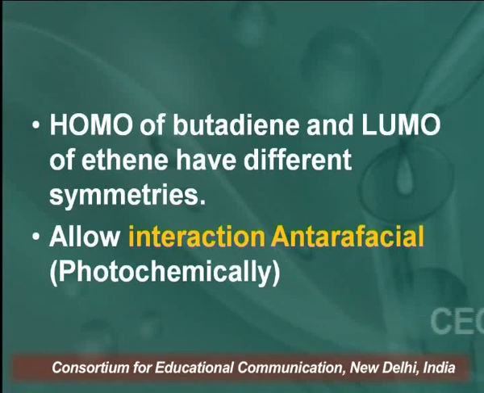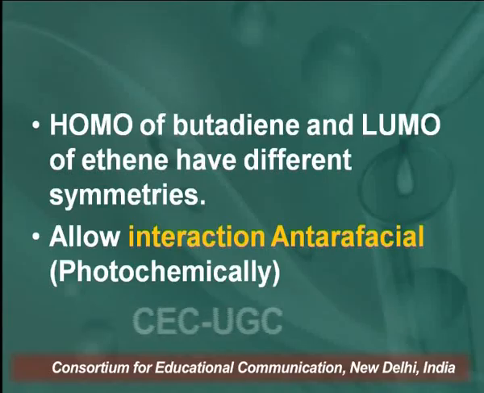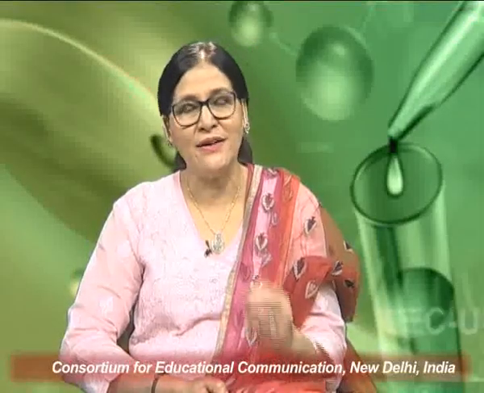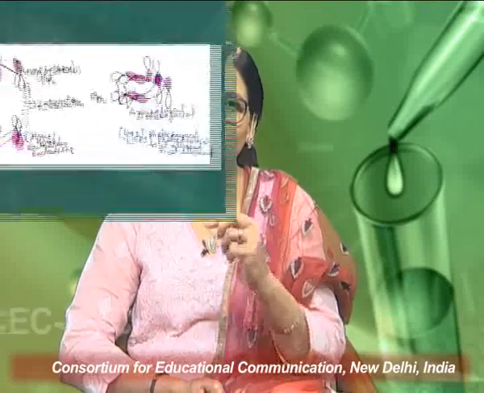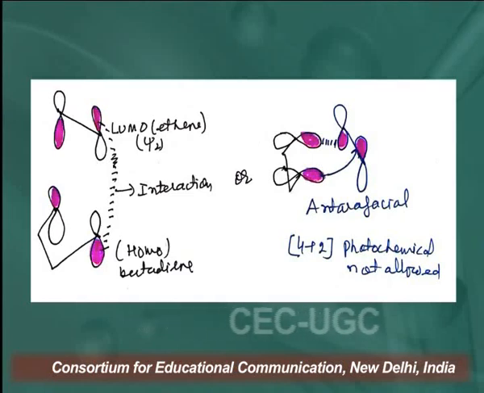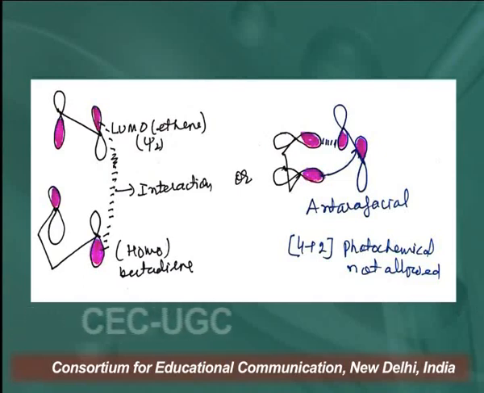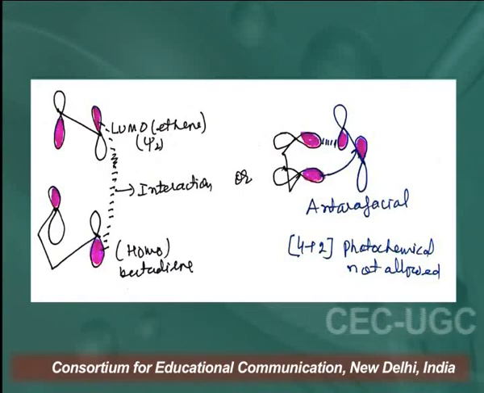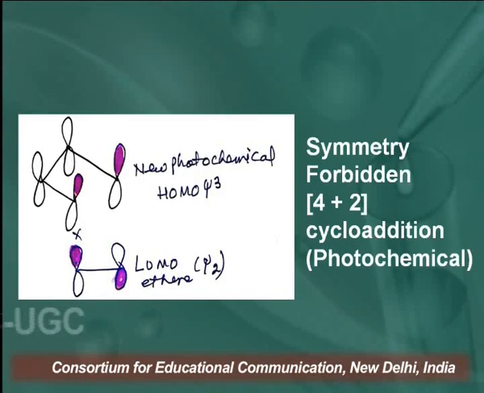So the HOMO of butadiene and the LUMO of ethene have different symmetries in the case of photochemical reactions. We will see what mode of interaction is allowed when the reaction proceeds photochemically. Suprafacial-antarafacial interaction photochemically. We see here the LUMO of ethene, that is ψ2, and the HOMO of butadiene. You can see here the interaction is allowed. No, 4+2 photochemically suprafacial-suprafacial interaction is not allowed because the symmetry is forbidden. Due to symmetry forbidden, the reaction is not allowed. Suprafacial cycloaddition photochemical reaction is not allowed.